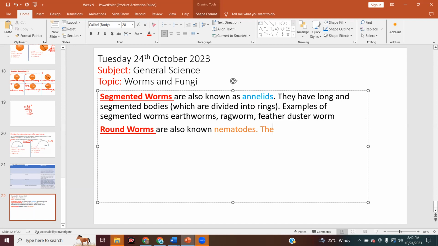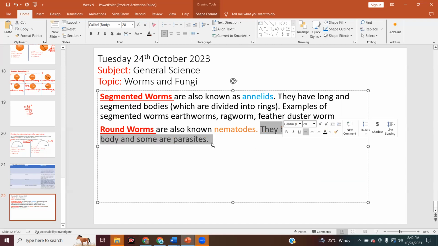They have a long, rounded body, and some are parasites. Now, when we say parasites, that means that they live inside an organism, feeding from it and getting all the nutrients from that particular host, like we talk about in health science.